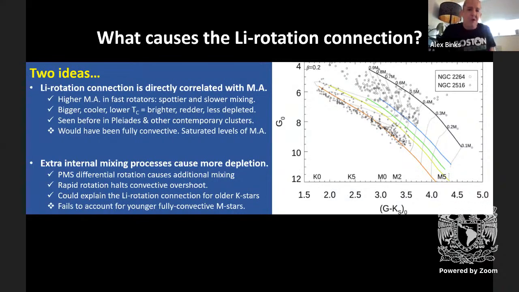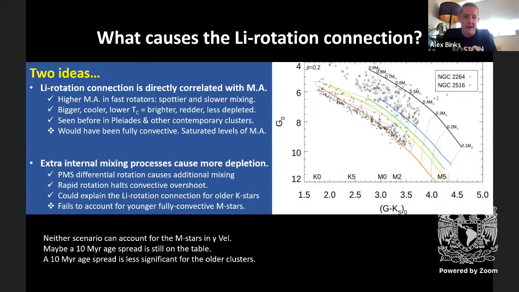So there's a problem with that idea. Another idea on the table is that mixing processes within the cores of the star, within the convective zones internally, cause more depletion, more convective mixing from differential rotation. And that sort of halts the convective overshoot from the inner radiative region of the star. And it might explain what's going on again for the older K stars. Except you arrive at the same problem, where those M stars still would have had to have been fully convective. They certainly weren't born with radiative cores. They develop after tens of millions of years. So again, we land at the same problem where we can't really account for the trends.